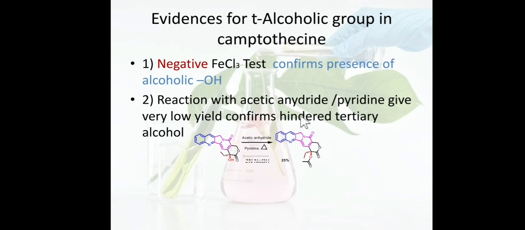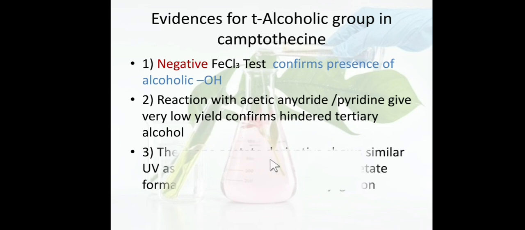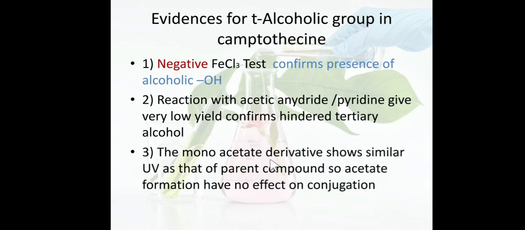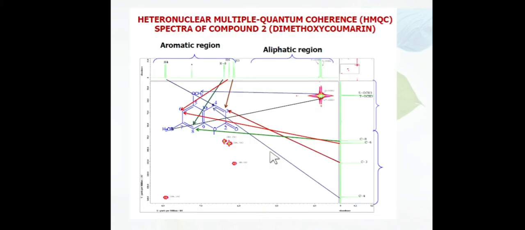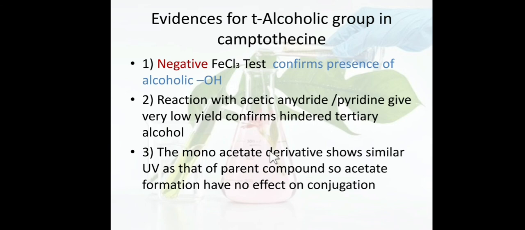Now friends, if we did the acylation, we get only the monoacetate derivative which shows a similar UV as that of the parent compound. So acetate formation has no longer any effect on conjugation. That means it is away from the conjugation. This acetate formation has no impact on this conjugation. That means the OH group is on the aliphatic ring and not on the aromatic ring. This is how structural elucidation helps us to identify the different types of functional groups in natural products.